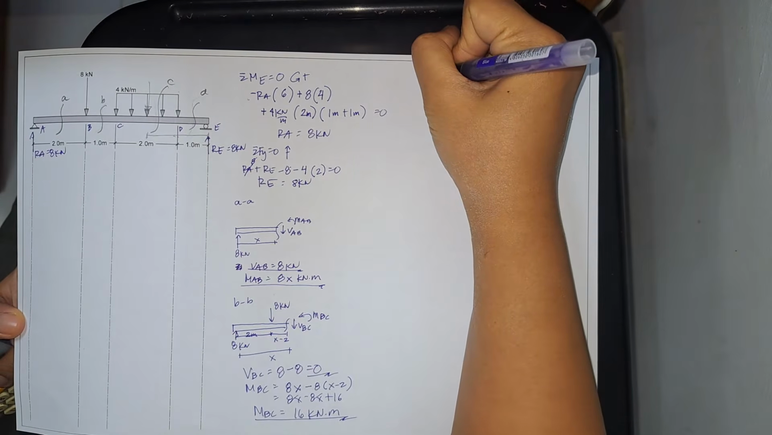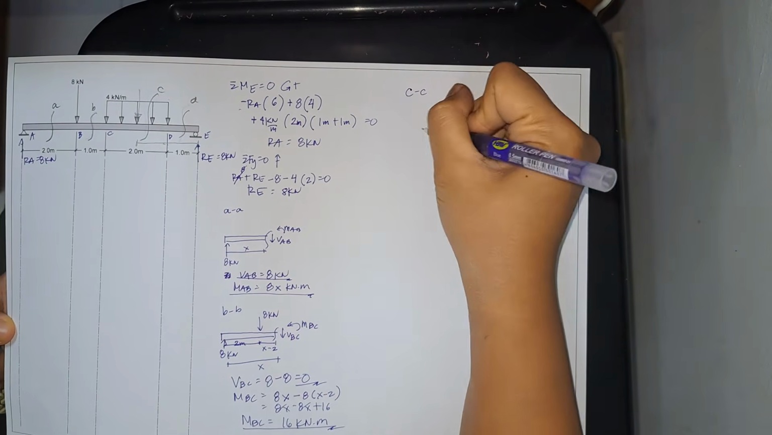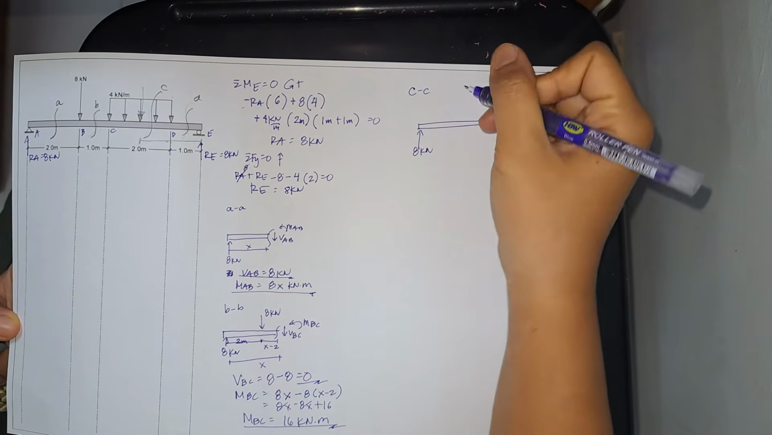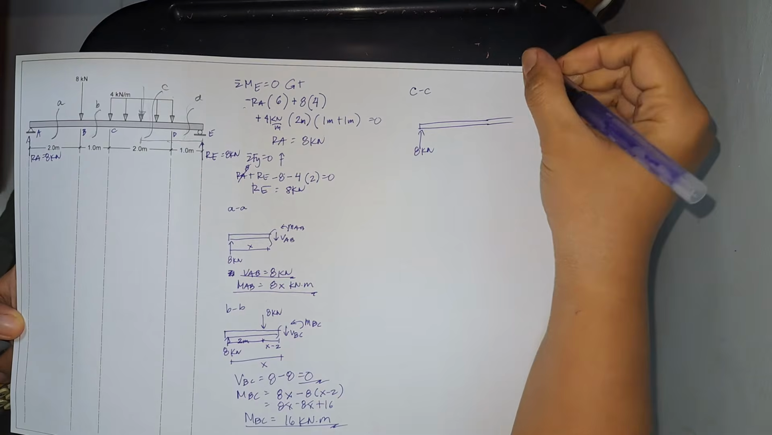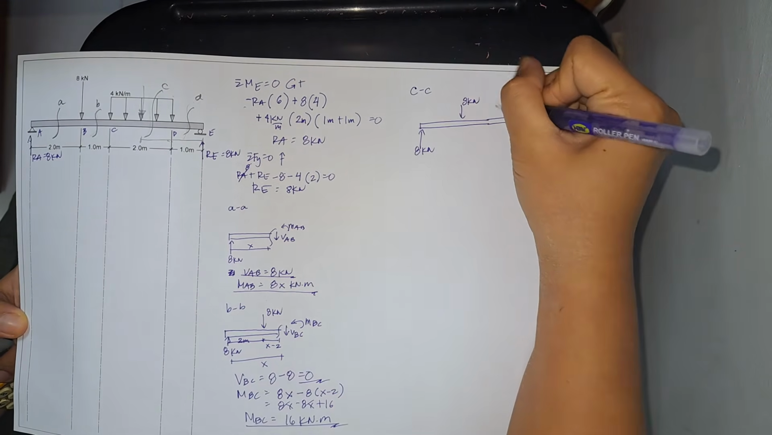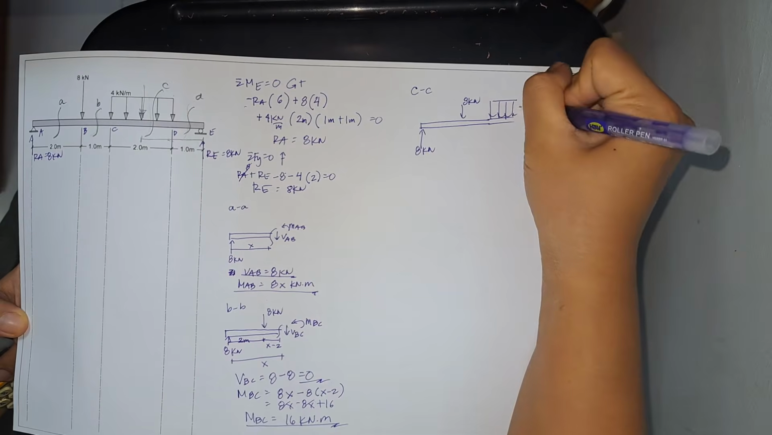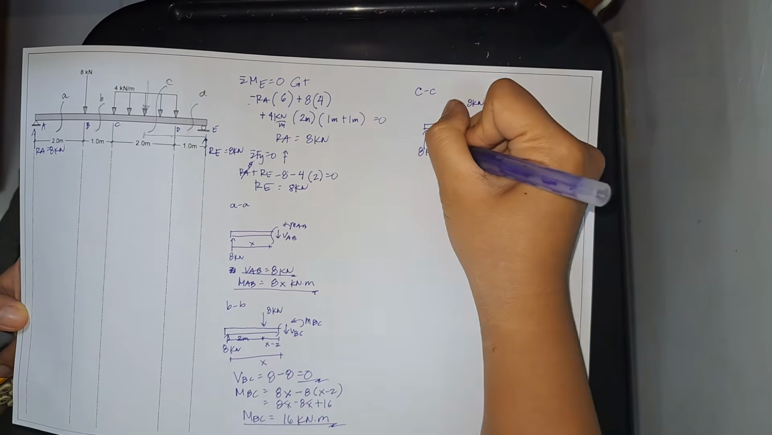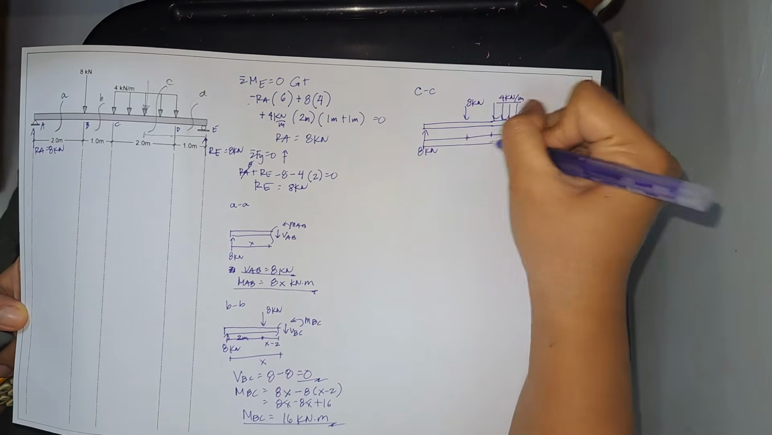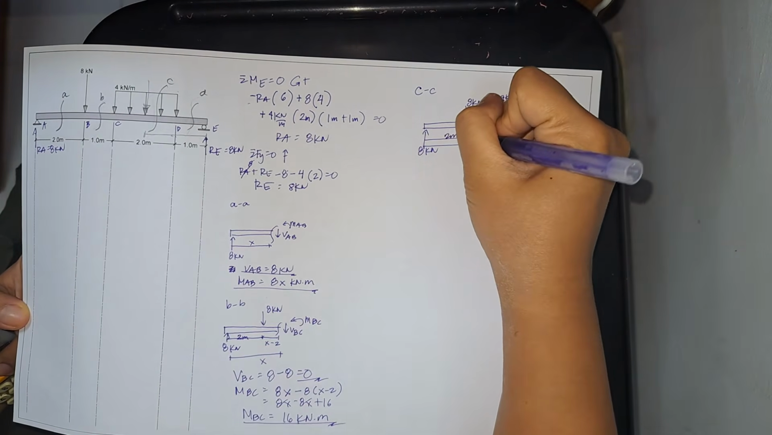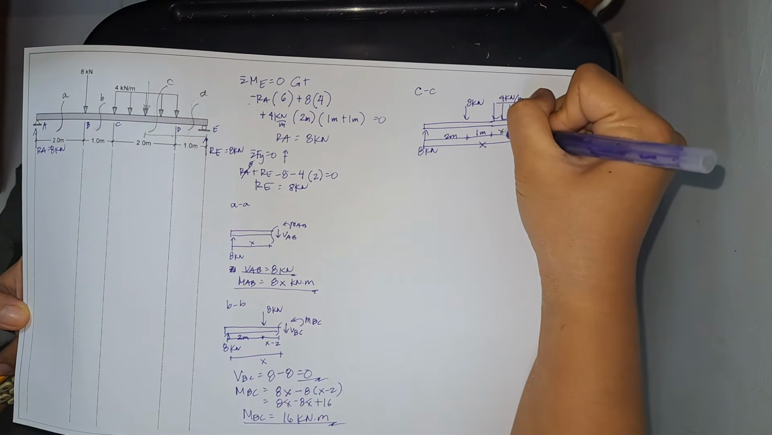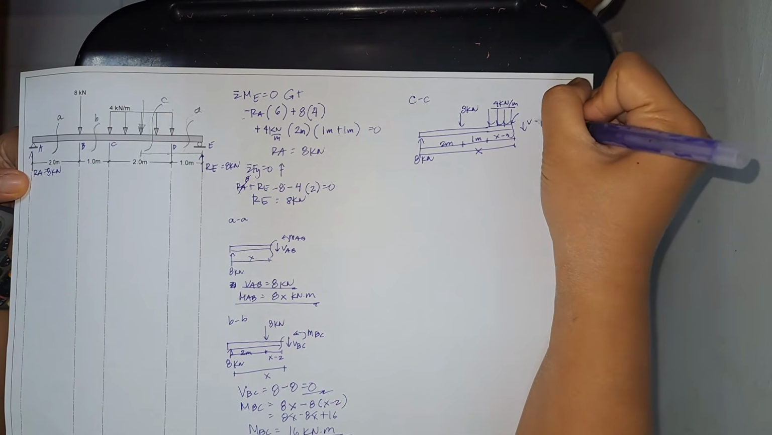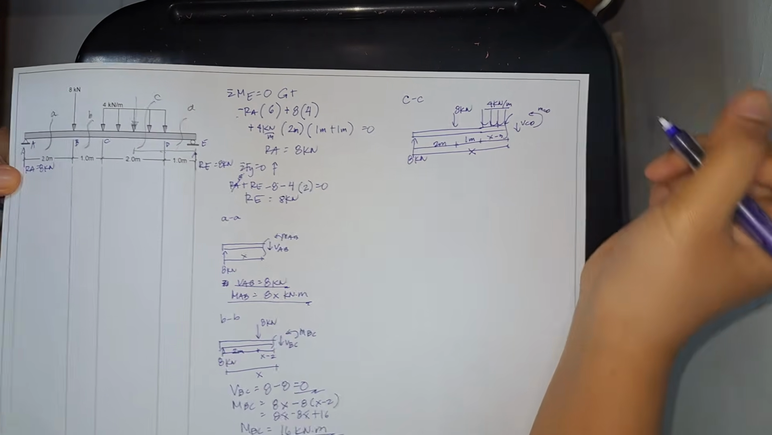Segment CD, 8 kilonewton, 8, and then our uniformly distributed load, so this is 4 kilonewton per meter. Distance x, so this is 2 meters, 1, and this is x minus 3. So here we have the shear at segment CD and the moment at CD.